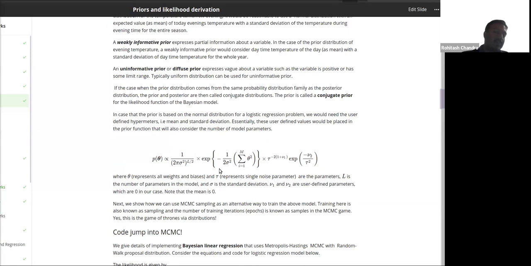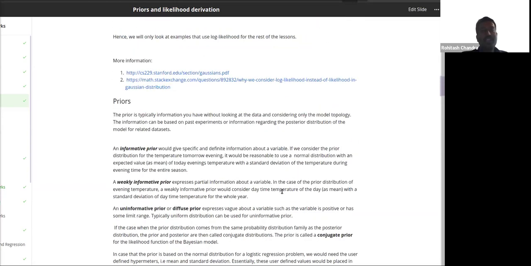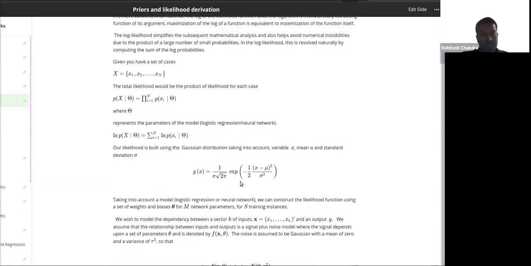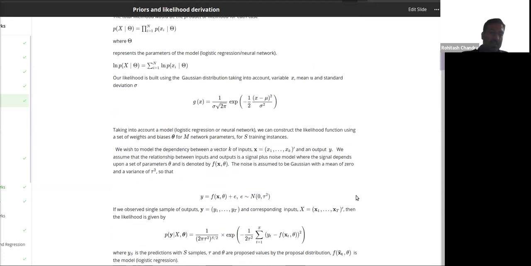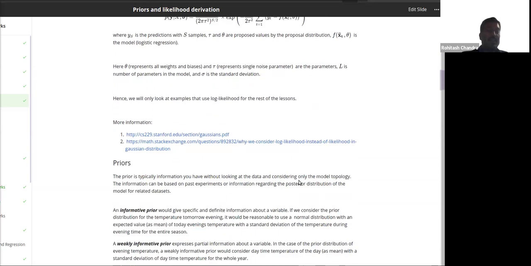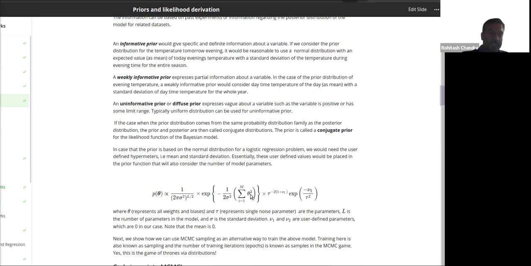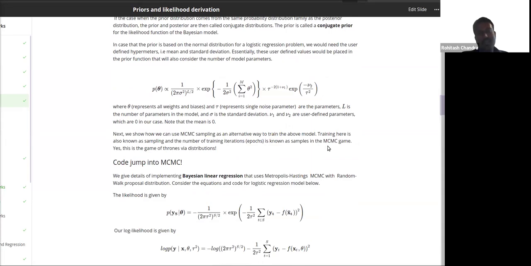So how is a normal prior distribution constructed? It is based on the Gaussian distribution, and it's very similar to the Gaussian likelihood, except that here there is no data. There's no X. Why is that so? Because it's a prior distribution and you're not supposed to look at the data. That's how a prior is constructed.